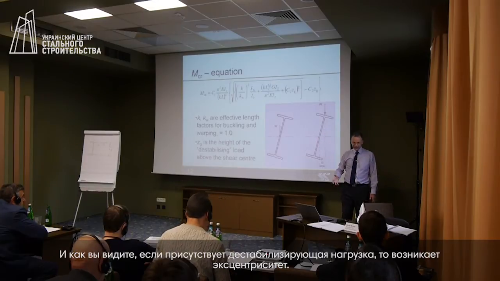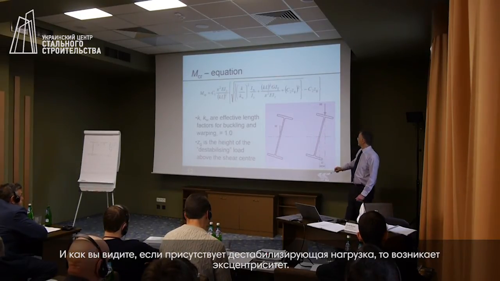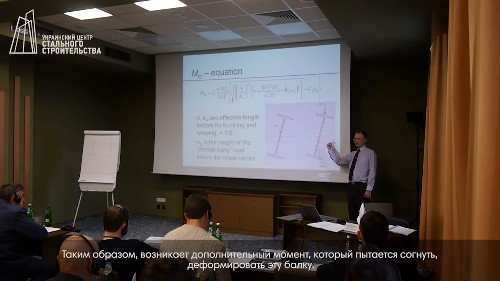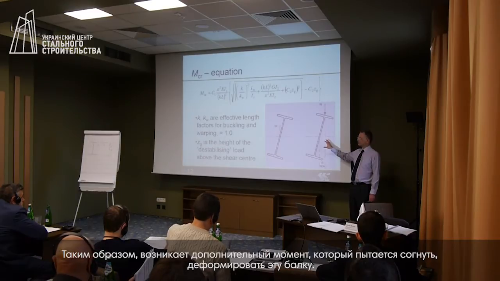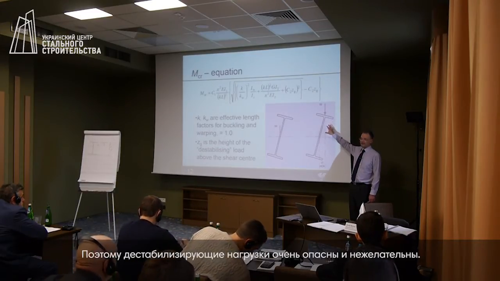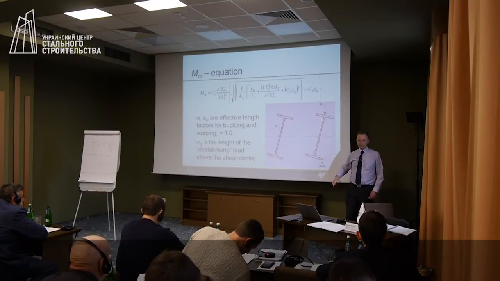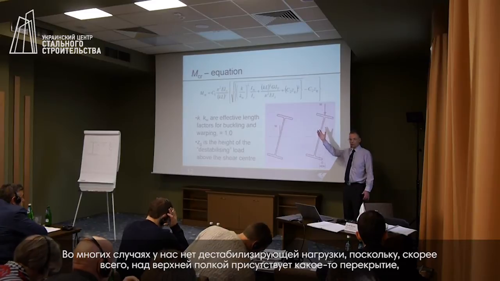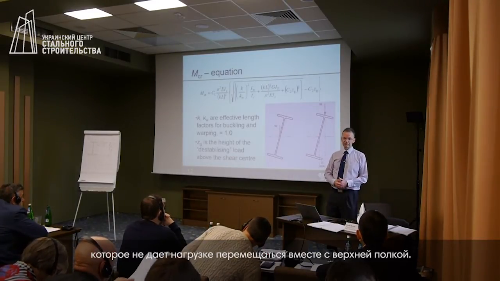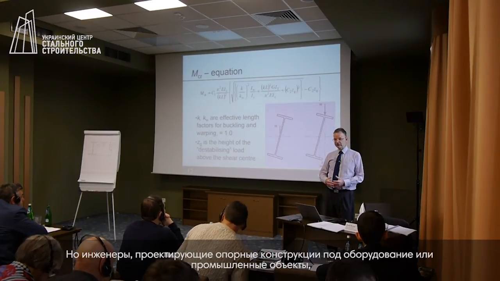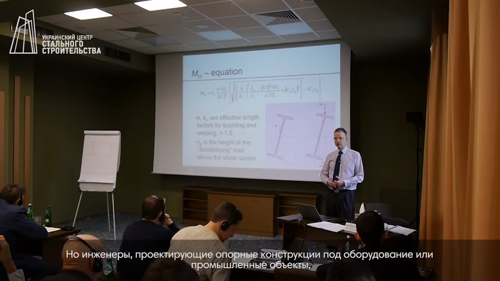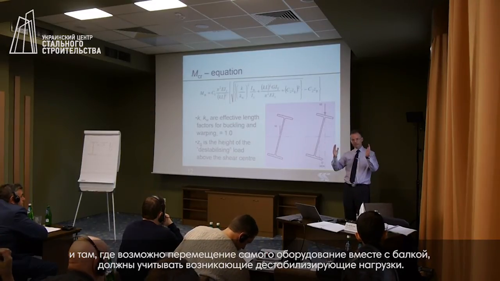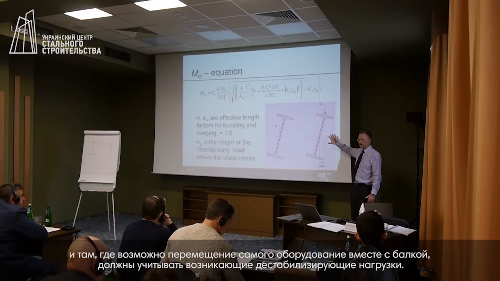And as you can see, if the load is free to move, then the load is now eccentric to the shear center, so there is an additional moment trying to buckle this beam. So destabilizing loads are very bad. Many times we do not have a destabilizing load because perhaps there is some form of floor on the top flange and the load cannot move with the top flange. But engineers who design supports for equipment or for industrial plant, and maybe the entire piece of equipment can move with the beams as the beams buckle, then that will be a destabilizing load.